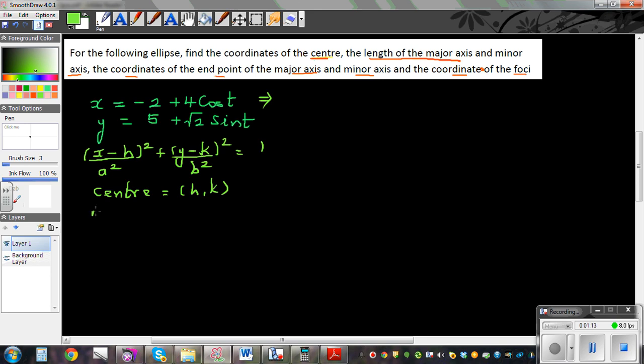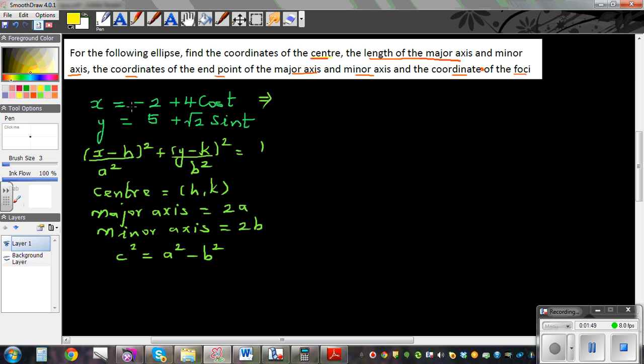Your major axis is going to be 2a, and the minor axis is going to be 2b. Everything is dependent on the center, and the focal length squared, c squared, is equal to a squared minus b squared. These formulas would be given, or you can also find them on a calculator. So let's make cos the subject.